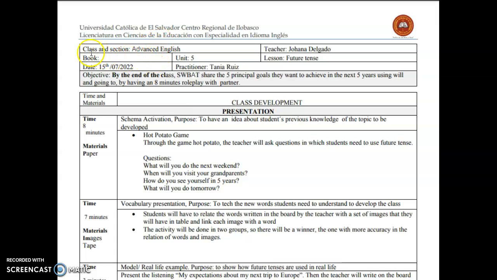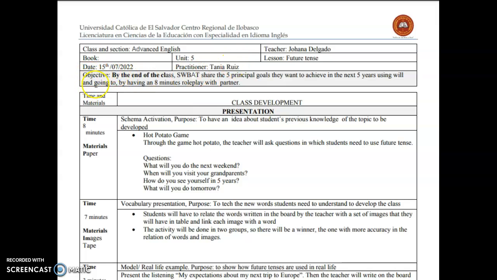So first of all, we have here the generalities. First we have the class and the section. And for this lesson plan, I will be working with advanced English. So here we have the teacher, and the lesson will be future tense, unit 5, and practitioners.